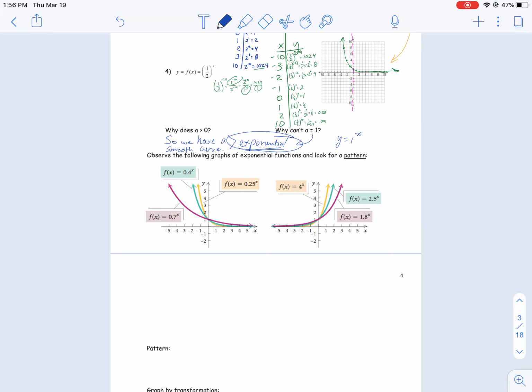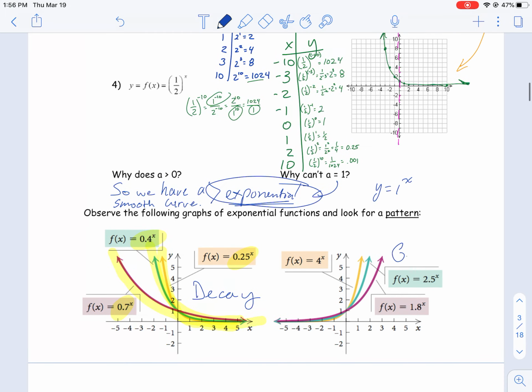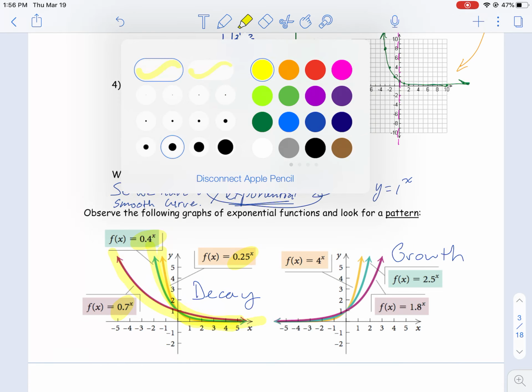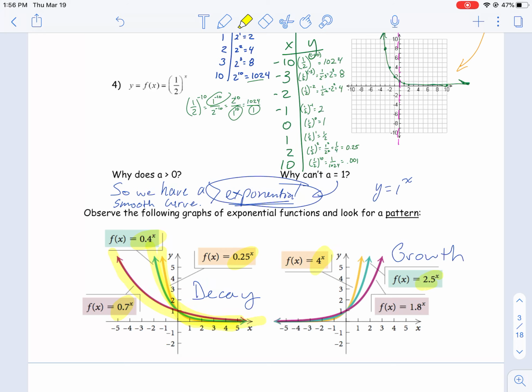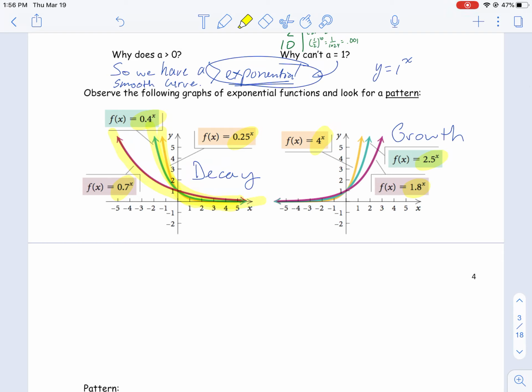If you take a look here at these graphs, you can see we have this green one, 0.4, 0.25, 0.7 to the x. You notice these all follow what we call exponential decay. Over here, you see what we call exponential growth. So the question is, why are these all exponential growth and these all exponential decay? Take a look at it a second.